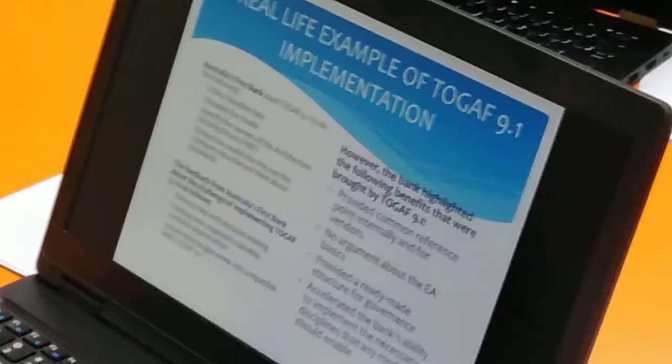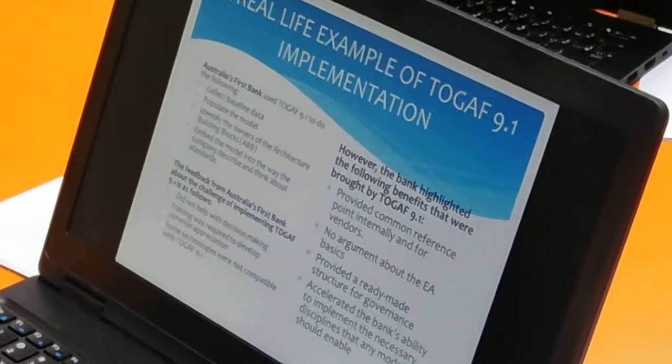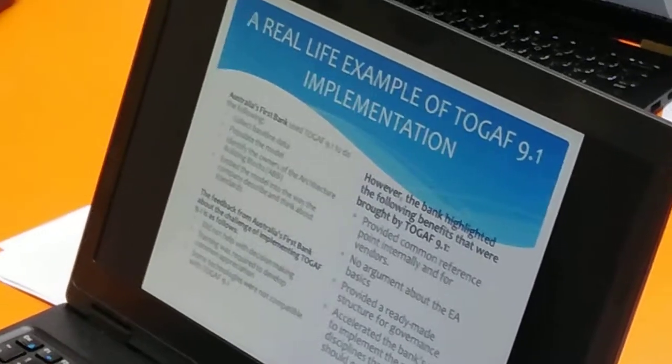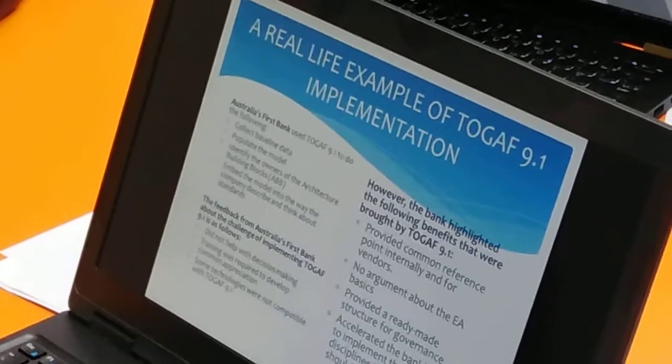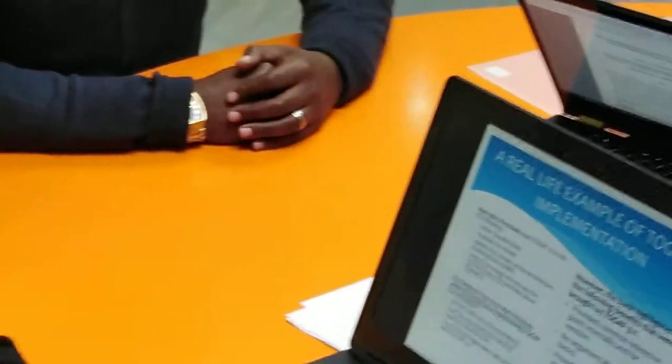Upon using the framework, the following challenges were experienced. The framework did not help with decision-making. Training was required to develop common appreciation. And lastly, some technologies were not compatible with TOGAF 9.1.